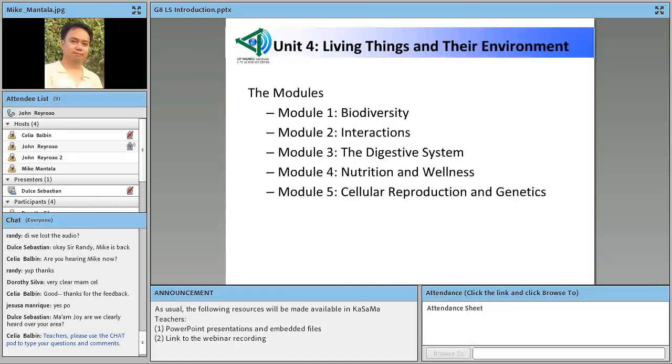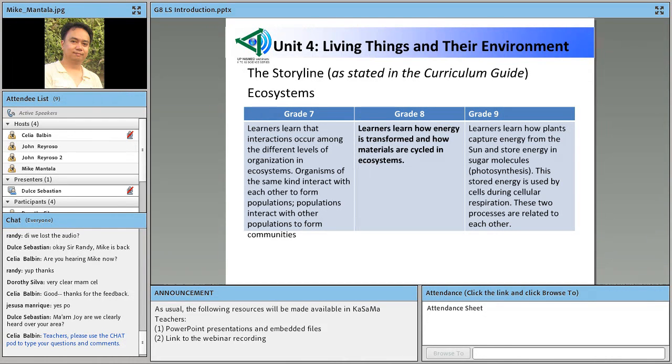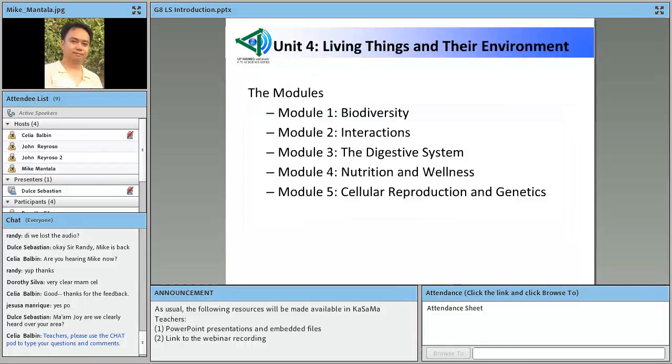By the way, let me just go back to the storyline for ecosystems. Mindful of how concepts in the life sciences are spiraled, following a storyline that takes into account the cognitive capabilities of student level, five modules were developed for this unit. These are the modules. Module 1 is on biodiversity. This is going to be tackled later by Ma'am Dulce, as well as Module 2, interactions. Then I'll get back later for Module 3, the digestive system, Module 4, nutrition and wellness, and Module 5, cellular reproduction and genetics.